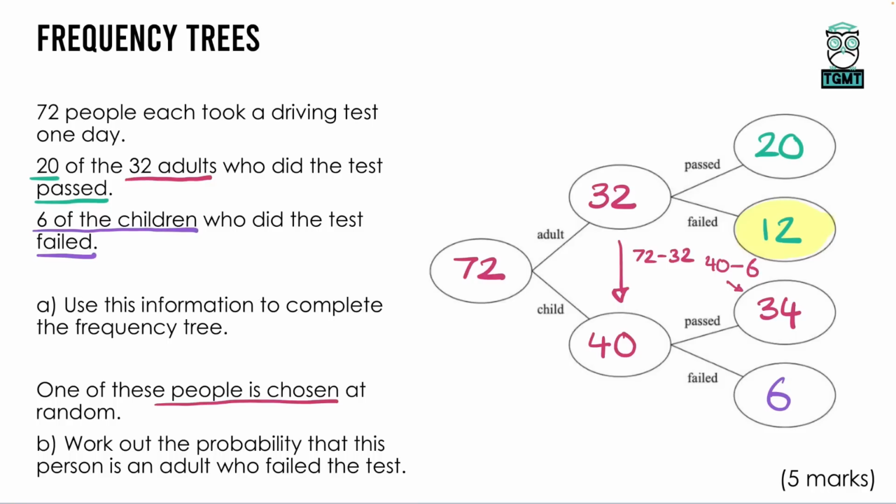Doesn't specify adults or children, so it's out of 72. So there were 12 adults that failed out of the 72 people. And I don't need to simplify that at all. If it changed the language there though, and it said one of the adults is chosen, work out the probability this adult failed, well it'd be 12 over 32. But it doesn't specify that we're picking from the adults or the children, it just says one of these people is chosen at random, so that would be our probability.